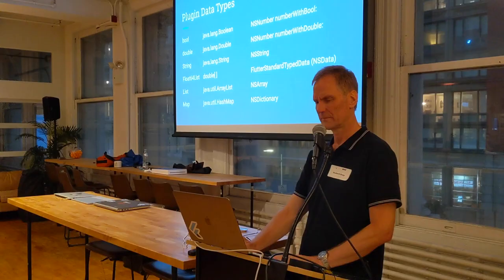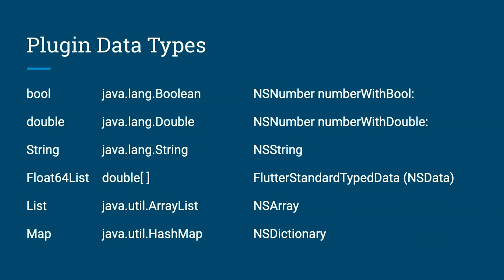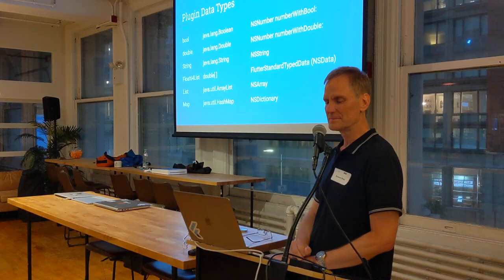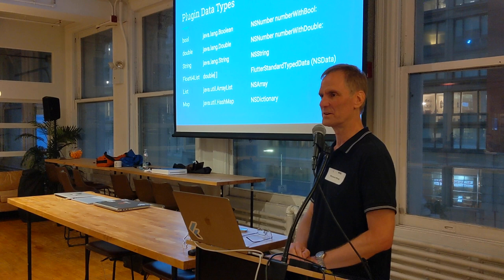So, remember I said there's no floats, but there are doubles. So I thought I'd give you this little table of the things that you can pass between Dart and native and what they look like at each end. So Dart's down the left, Java's down the middle, and Swift's down the right. And this list is not quite complete. There are actually a couple of other ones that you can do, but these are the main ones to give you a sample of.